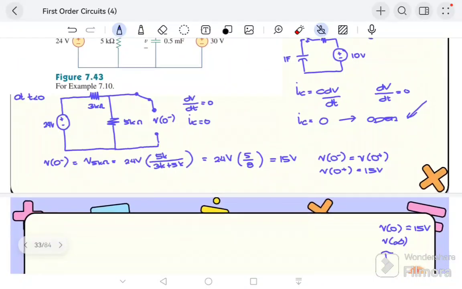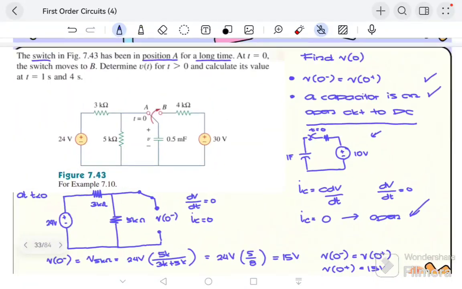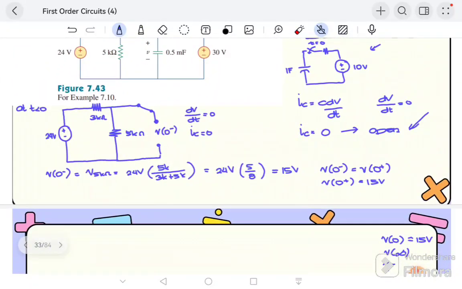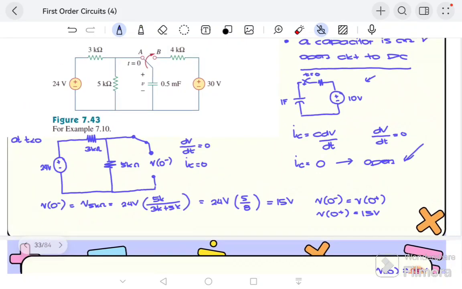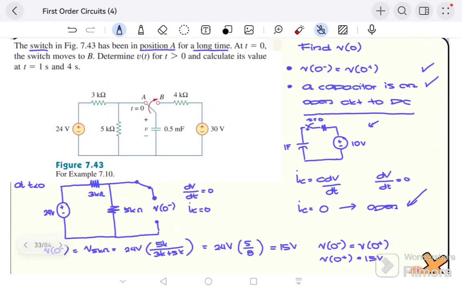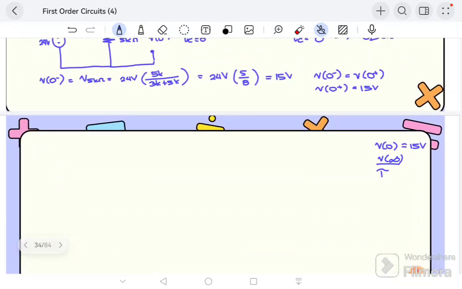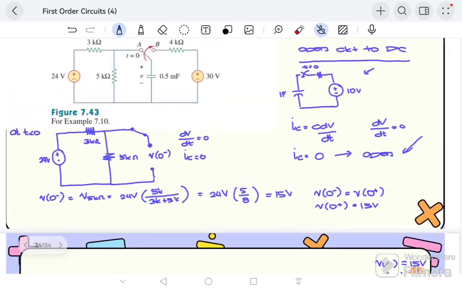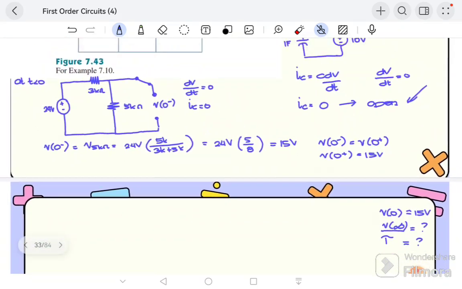Now, find V as t approaches infinity. So, as t approaches infinity, our reference circuit is the circuit at t greater than 0. But in this case, we need two things: V infinity and tau. Take note, we can start with tau or we can solve for V infinity before tau. For this example, it is easier to start with tau.